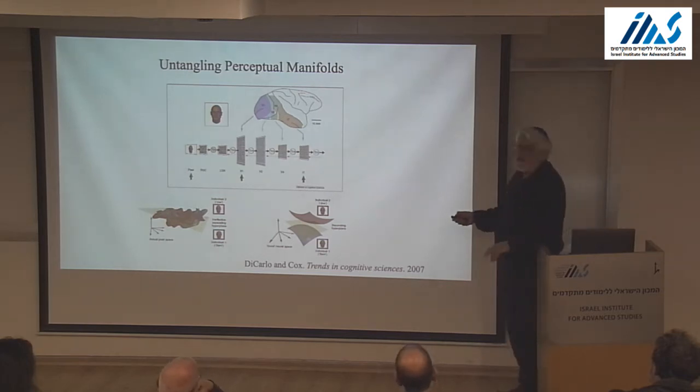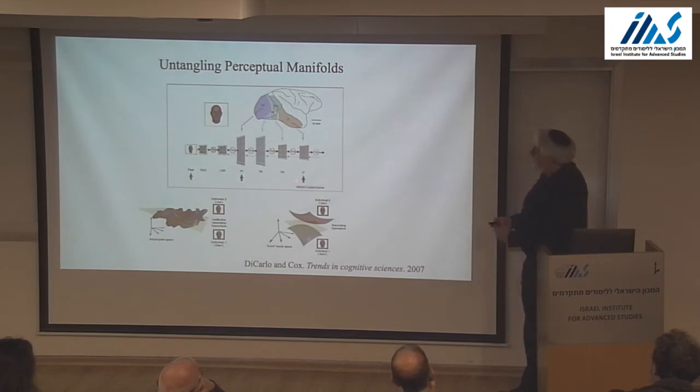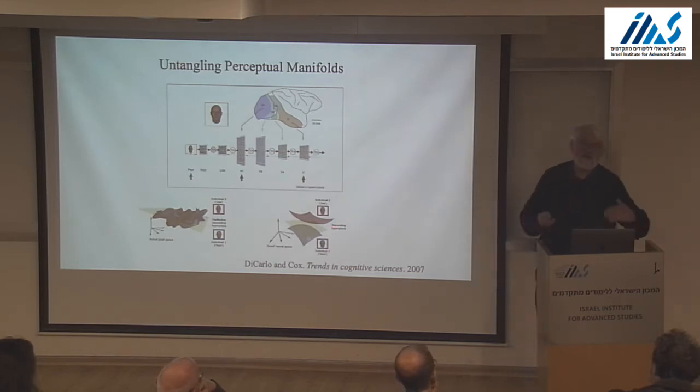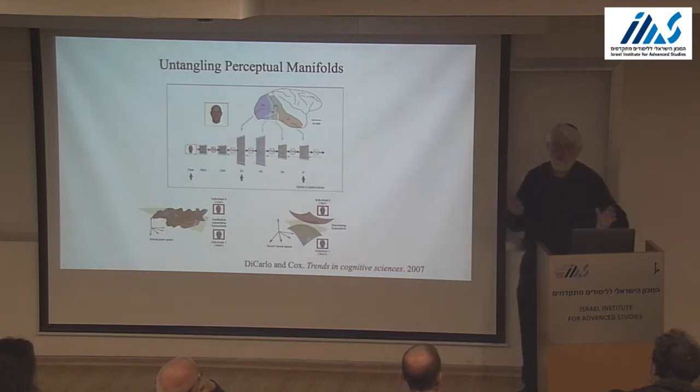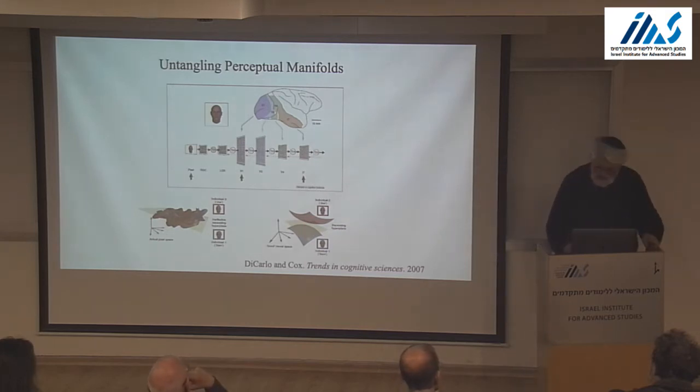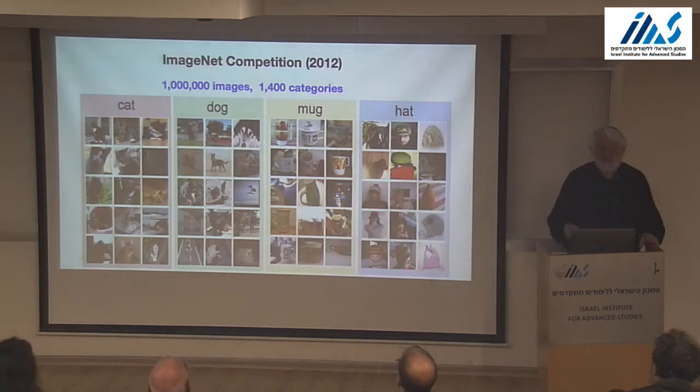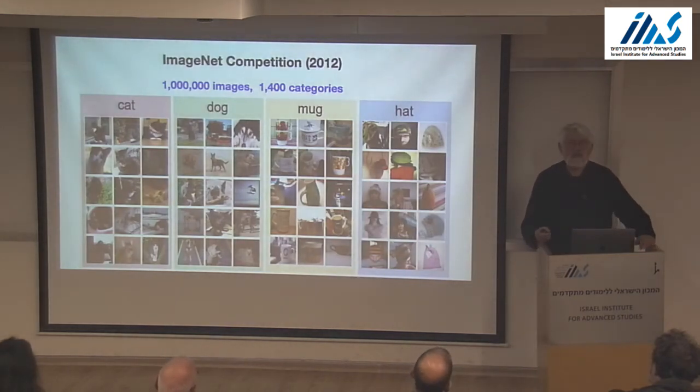So there is no invariant representation. The idea is that nevertheless, as long as those manifolds are nicely separated, it's good enough to make invariant computation, to draw hyperplanes separating those manifolds. Okay, so this is a nice idea, but is it real?